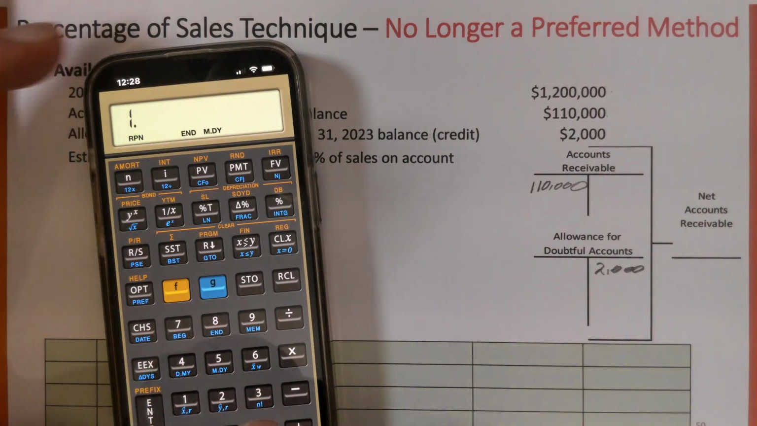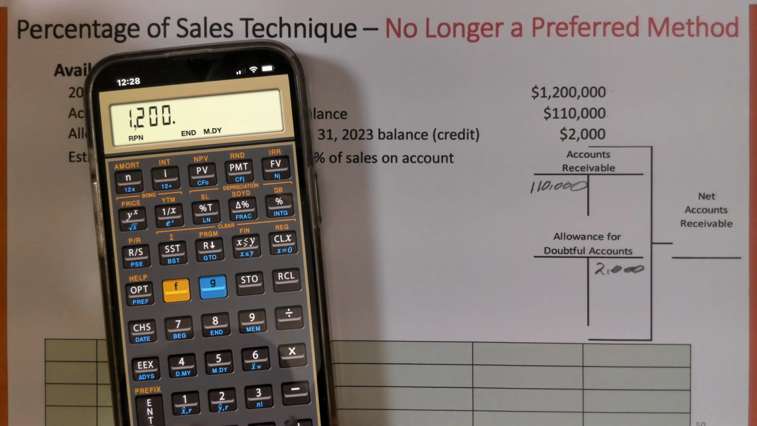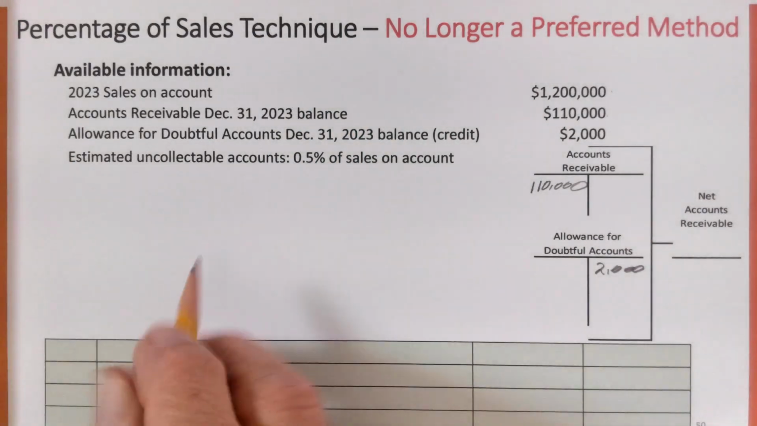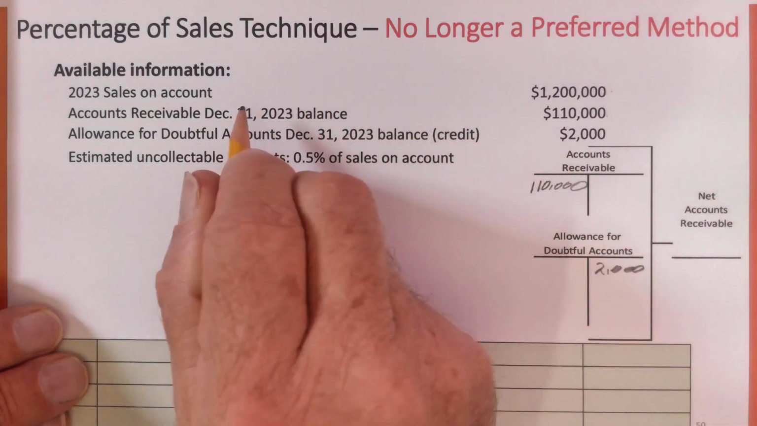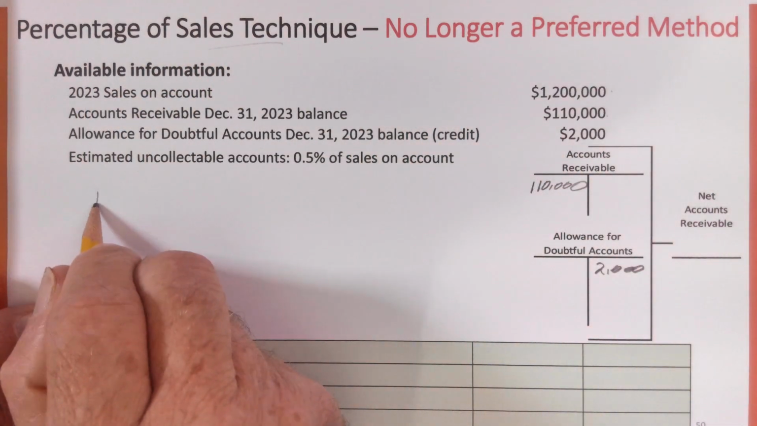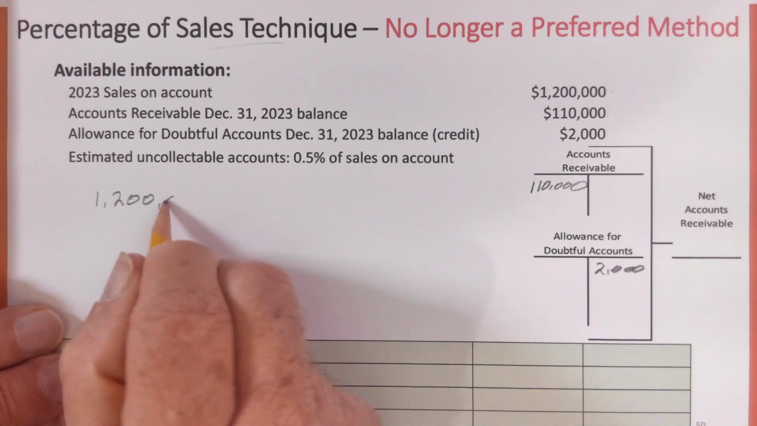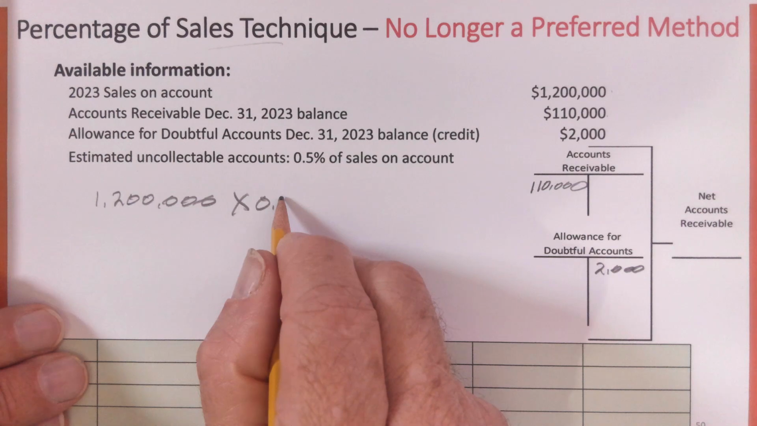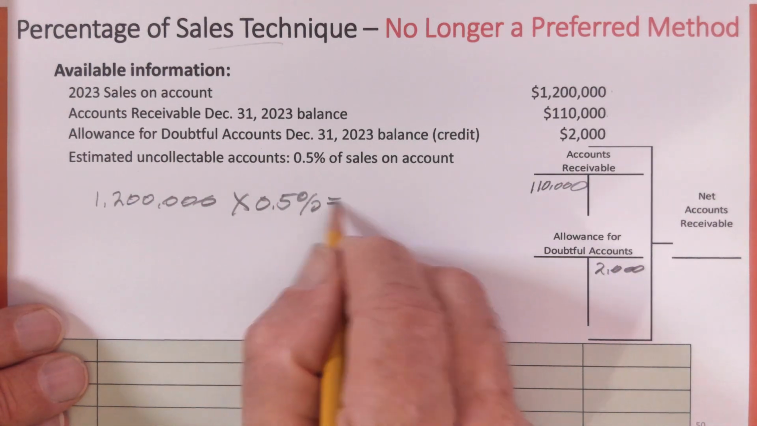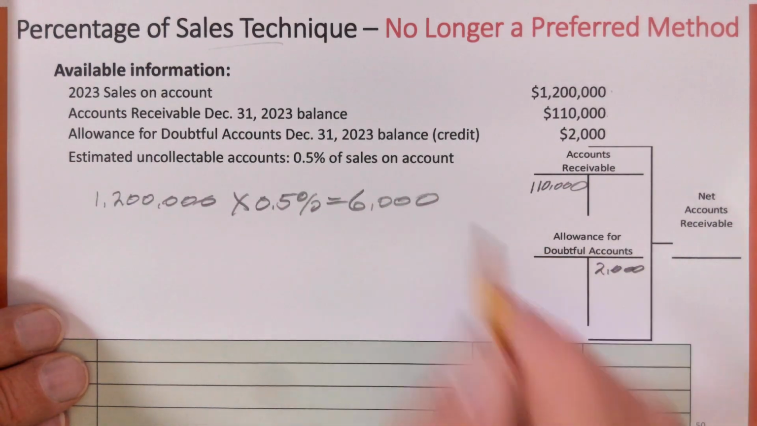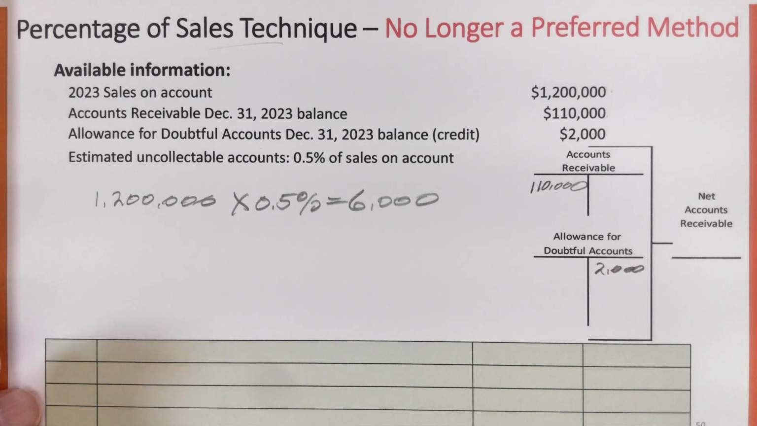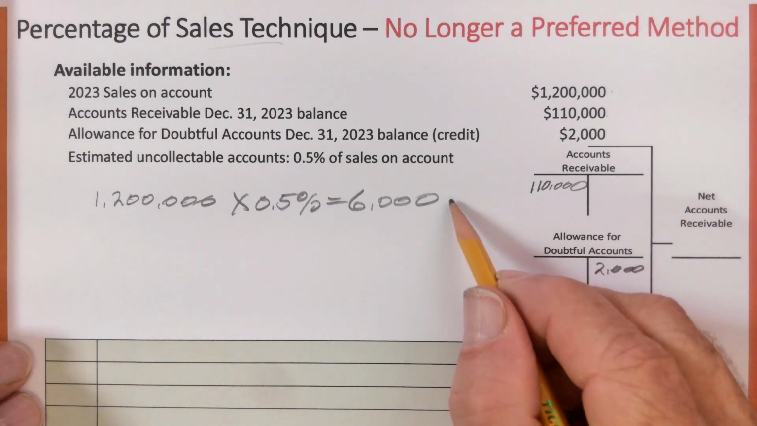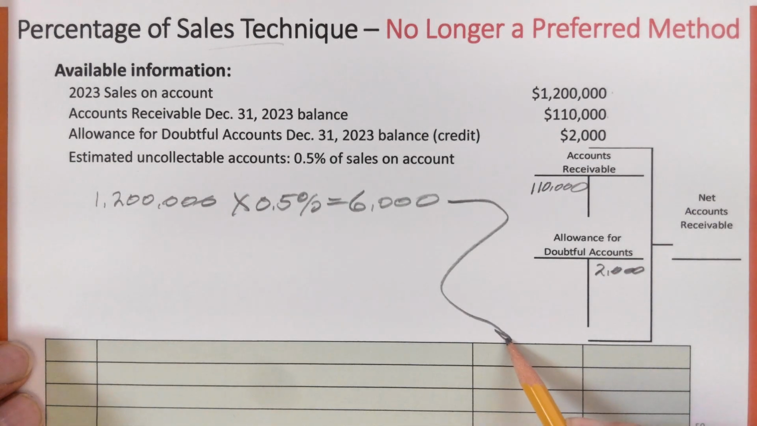So sales are $1,200,000 times 0.005 for 1/2 of 1%. So it's $6,000. Since it's the percentage of sales technique, we're going to take our sales on account, $1,200,000, times 0.5%, which gives us $6,000. And once we do that, that's the amount of the entry.